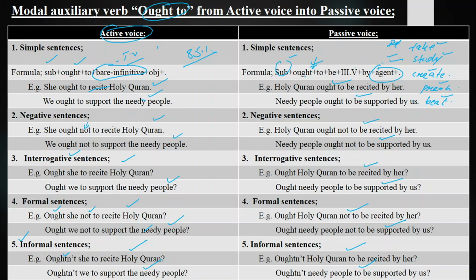So in this way, you'll be practicing them. You'll get a lot of experience, and that is today's topic. Wish you the best of luck.